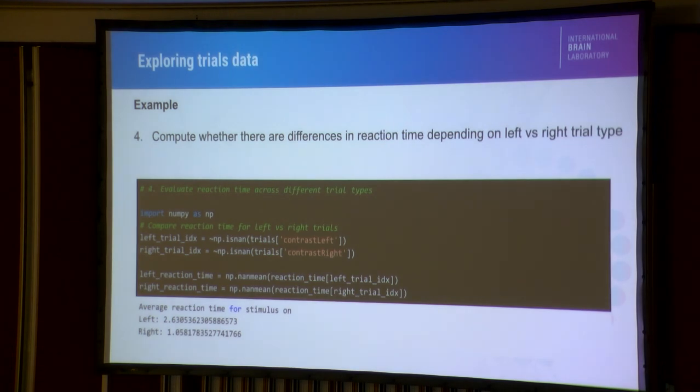Now, because we want to compute whether there is a difference in reaction time depending on whether the stimulus was presented left or right, we have to find the trial indices at which the stimulus was presented left or right. Here we use the contrast left and the contrast right variables, and we find the indices by finding where they are not NaNs. Then using these two indices, we can index our reaction time variable that we had just created. If we do an average, we can see that the average reaction time was basically doubled when the stimulus was presented on the left compared to the right.